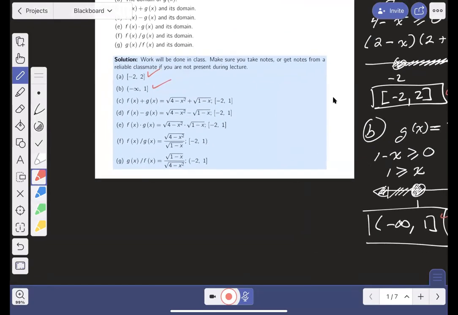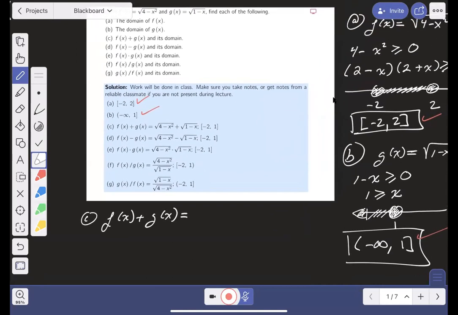And C doesn't look bad to me. C says, can you take f and add it to g? And I can. And what would you get over there? Well, again, if you can't remember, look back up. What's f? Square root of 4 minus x squared plus the root of 1 minus x. All right, get your red pen out. See if you got that answer. And I'm seeing that, and I'm seeing that.